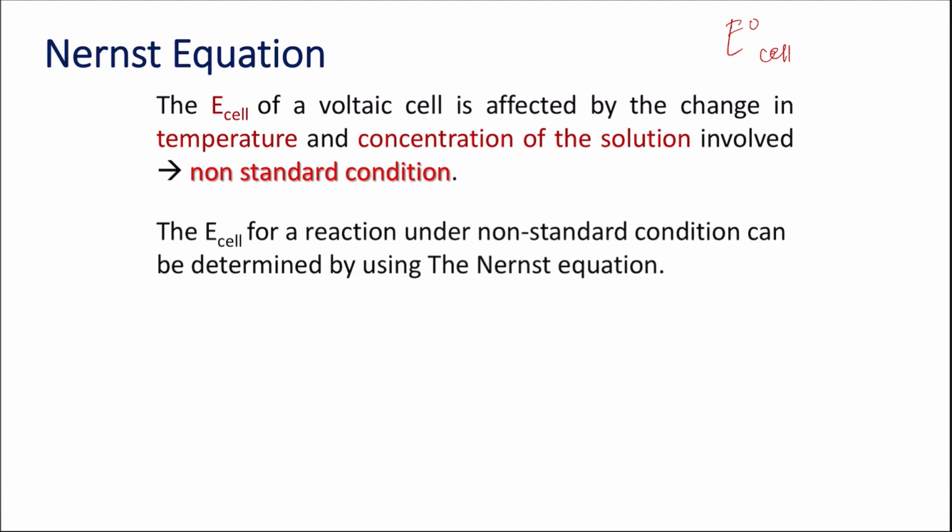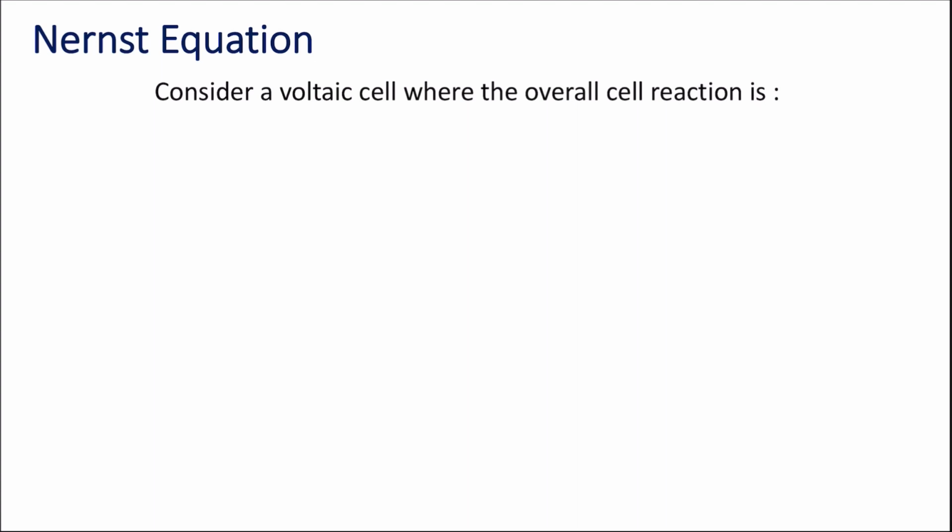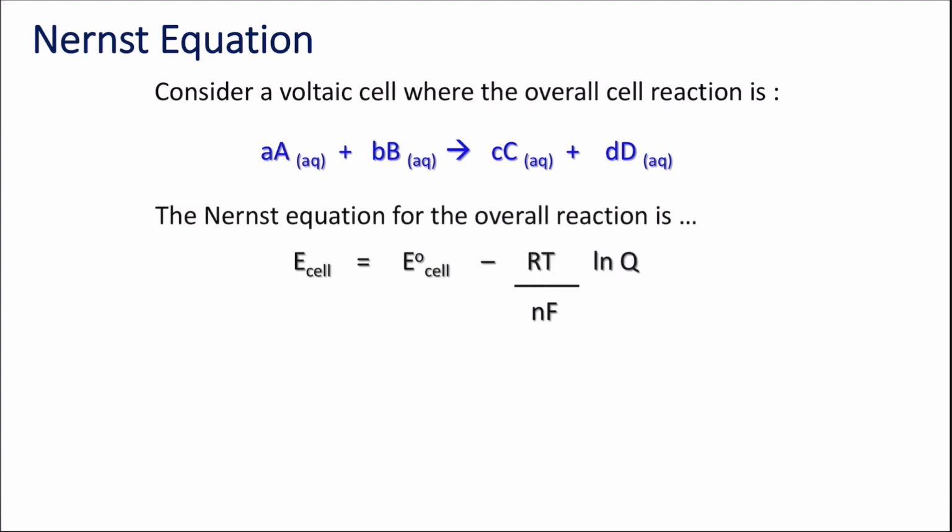Dan kita akan gunakan Nernst equation. Okay, so kena ingat, ini adalah apa tujuan kita guna Nernst equation. Okay, let's say kita ada voltage cell di mana overall cell reaction dia adalah this equation. Macam mana nak tentukan Nernst equation for the overall reaction? Kita akan dapat dalam bentuk macam this one, where for E cell yang kita nak cari adalah bersamaan E0 cell yang kita dapat daripada SRP value. Ini kita akan calculate minus dengan RT over nF ln Q.